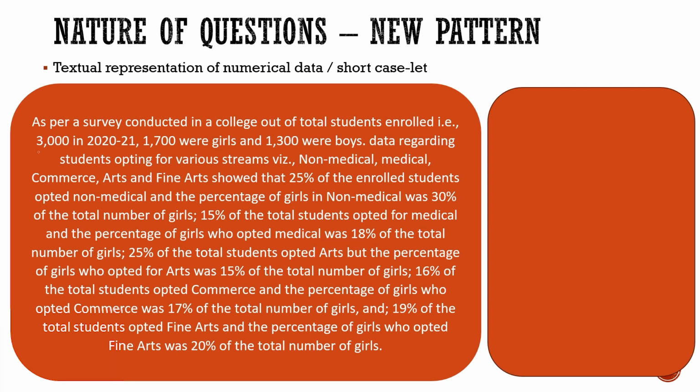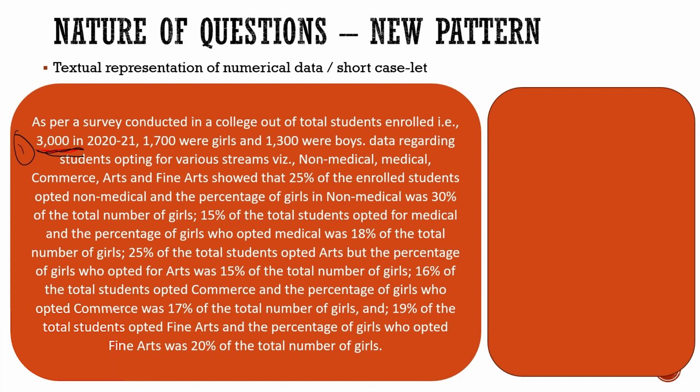So that means total students enrolled here is 3,000, right? So let me change the color. So total students enrolled here is 3,000. That is information number 1.